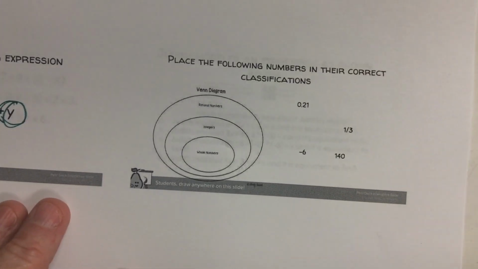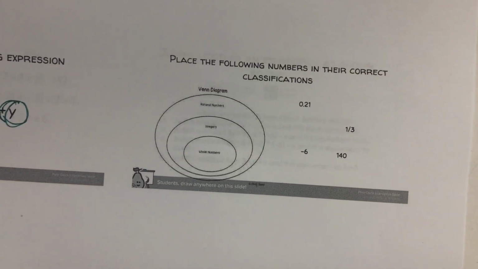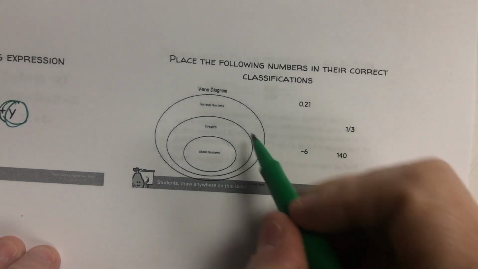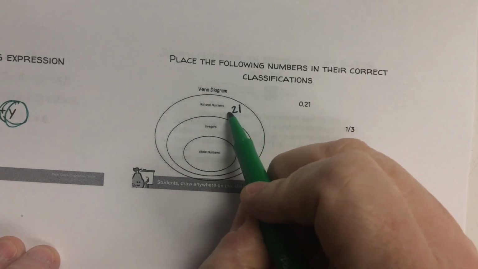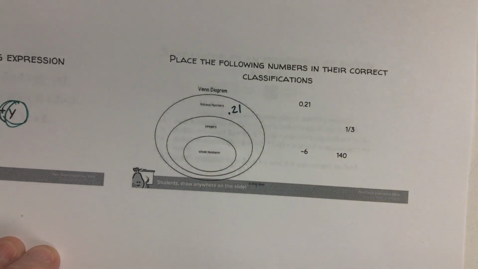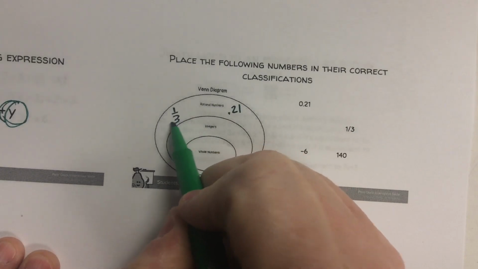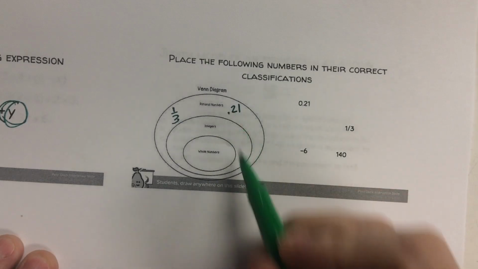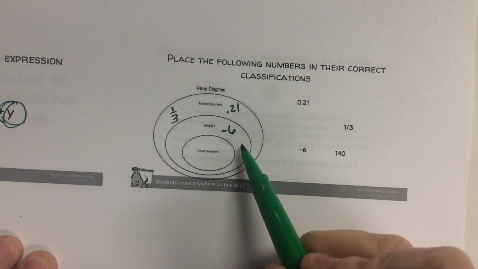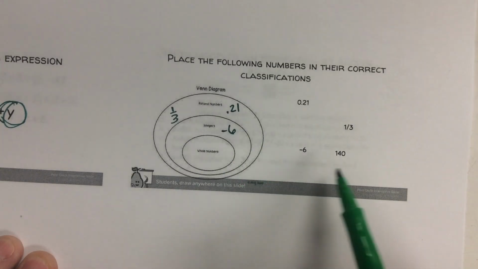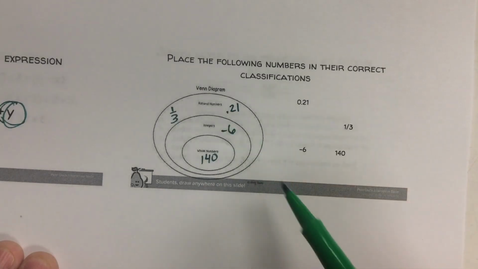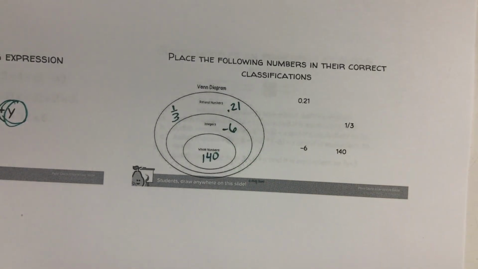Okay, next. I'm going to put these numbers in their correct classifications in their places, okay? 0.21, that's 21 hundredths. Those are rational numbers because remember, any number that can be written as a fraction is always a rational number. 1/3 is a rational number. The fractions and decimals, if they don't simplify to a whole number. Now, -6 is a rational number and an integer, but we put it as specific as we can, okay? 140 is actually all three. It is a rational number and an integer and a whole number. So we put it in the most specific place that we can.